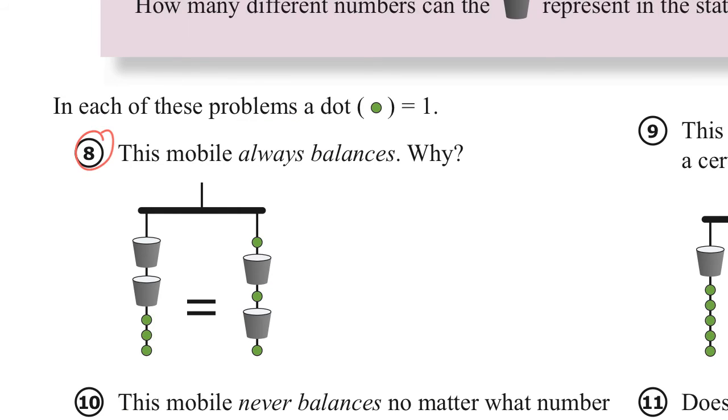Okay, here in number 8, we see something similar to what we just talked about. On this mobile, we have 2 buckets on each side, and then we have a grand total of 3 on each side. And so this would end up being the same on both sides, and that is why it always balances. So make sure you get that written down.